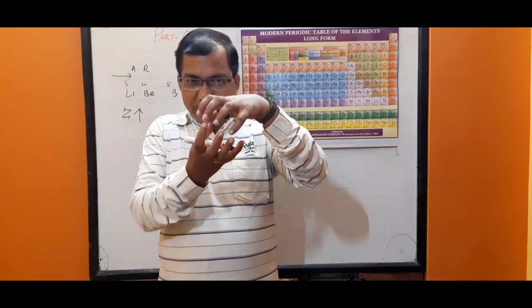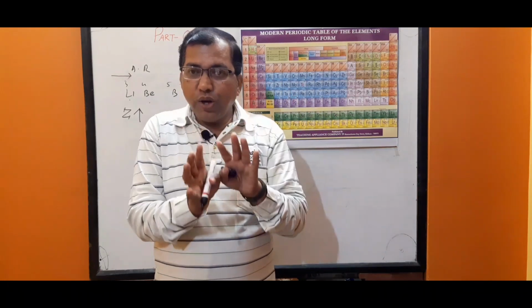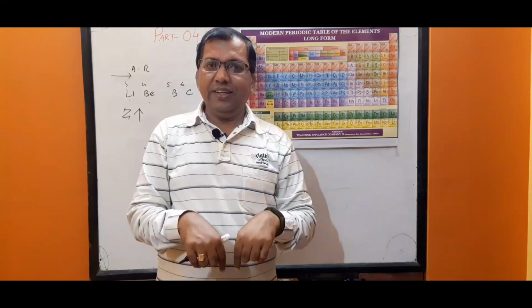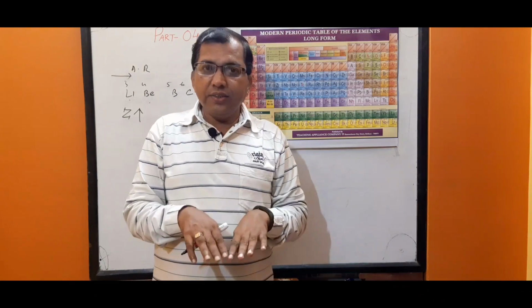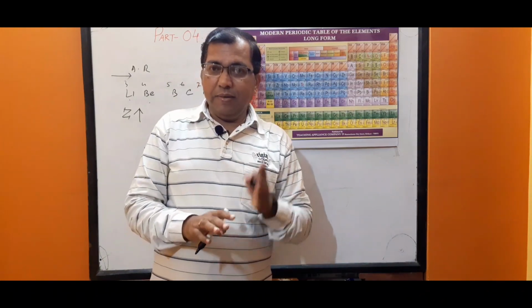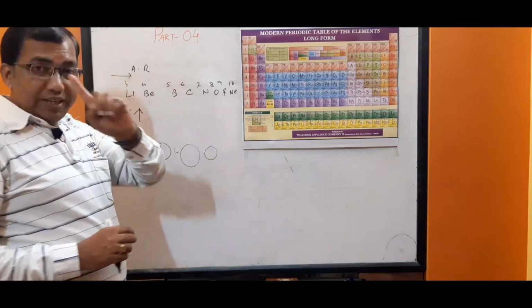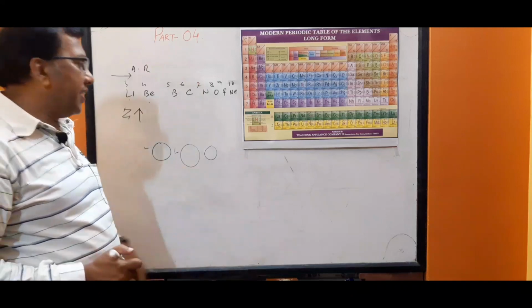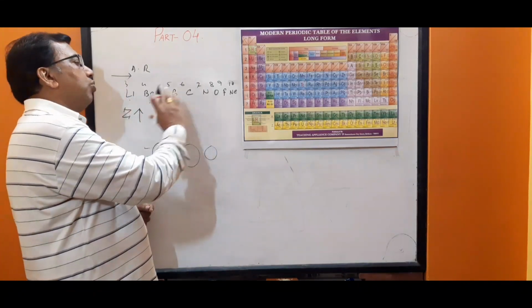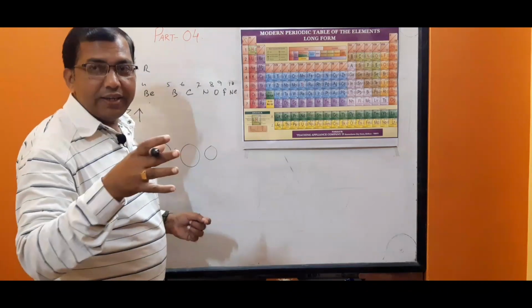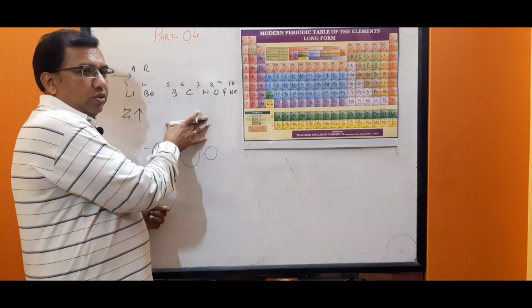Atomic size, that is the radius, will be smaller. So atomic radius will decrease, but know it, there will be some exceptions I will discuss later. Clear? So left to right, atomic size, atomic radius will be decreased. Why? This is the cause.